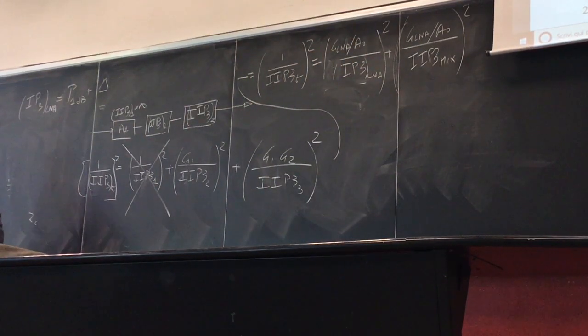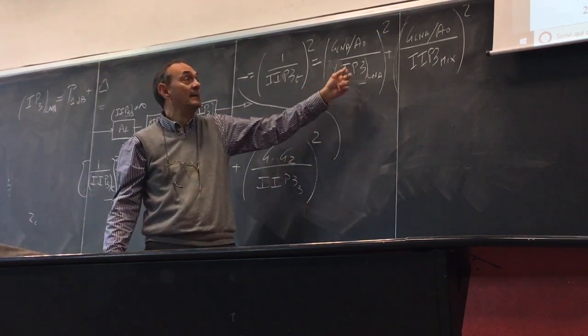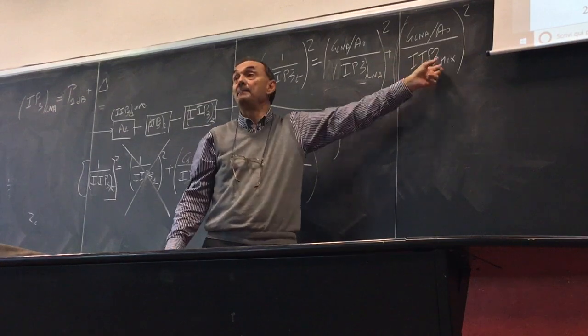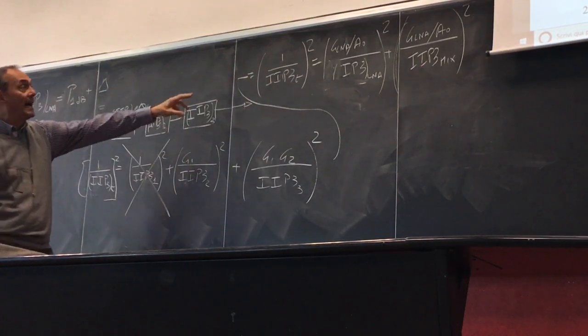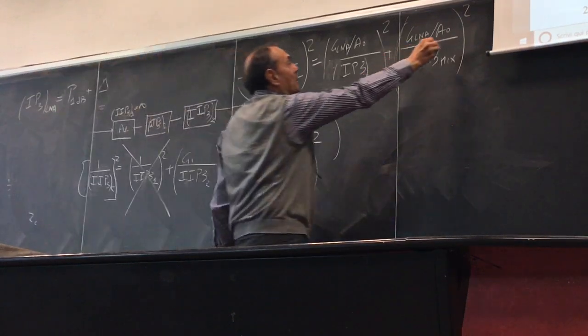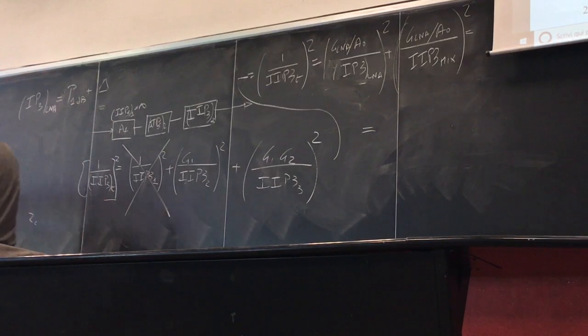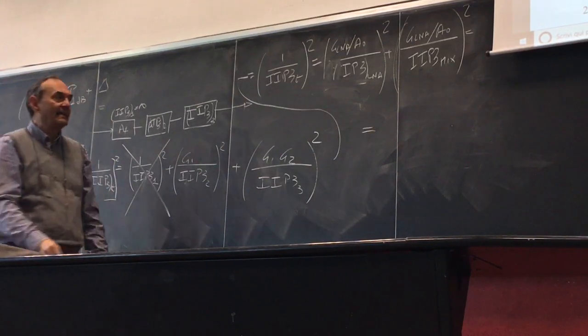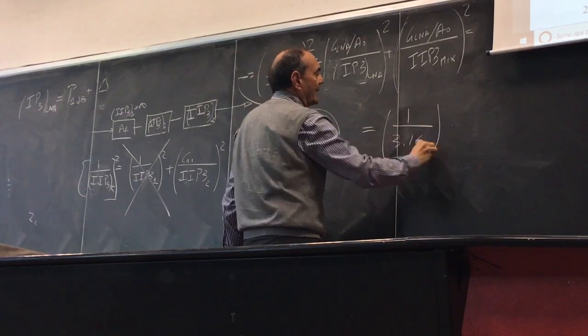Observe that the two terms are exactly the same in the two blocks. But the denominator is not the same, obviously. This is the IP3 of the low noise amplifier. This is the IIP3 of the mixer. At this point, we have to equate this equation to what we have obtained here: 1 divided by 3.16 squared.